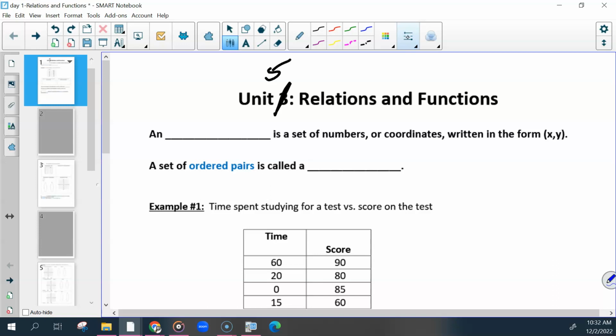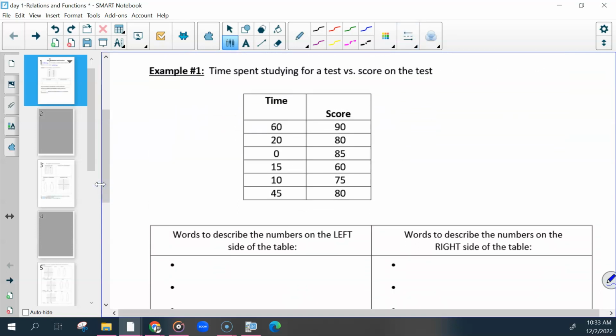So this first one is an ordered pair. A set of numbers or coordinates written in the form (x, y). You have used ordered pairs before to plot points. A set of ordered pairs is called a relation. So some of this will be familiar to you, some of it may be new to you, like some of the vocab and terms we use. I don't know if you've talked about relation before. In this example, this table has time spent studying for a test versus score on the test. This is not your scores, this is random data.